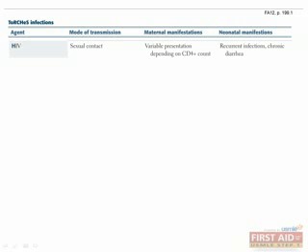HIV is obviously a sexually transmitted disease. We've already discussed how it can have a variable presentation depending on CD4 count. When it's passed from mother to fetus, it can cause recurrent infections and chronic diarrhea.